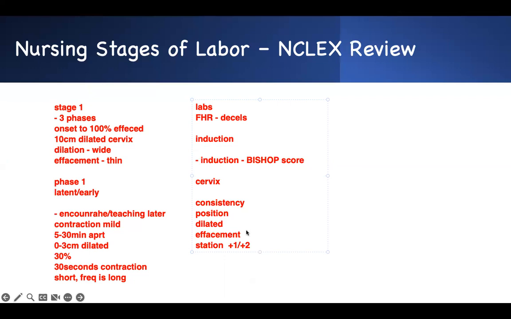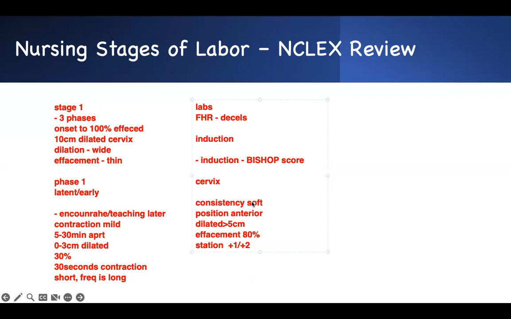Effacement, probably 80% effaced. That means they will do well. They can be dilated to more than 5 centimeters, which is good. And the consistency, and the position. The anterior cervix is very good. So anterior cervix, and then the cervix is very, very soft. That means we'll be able to induce them safely with that.